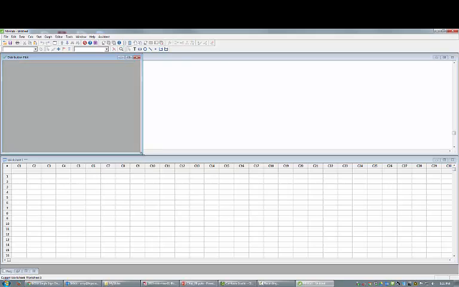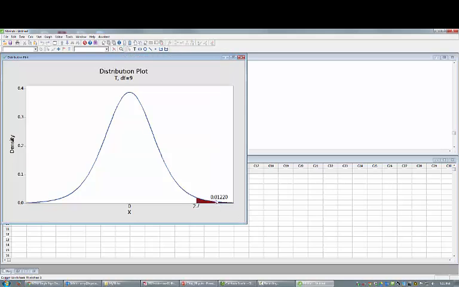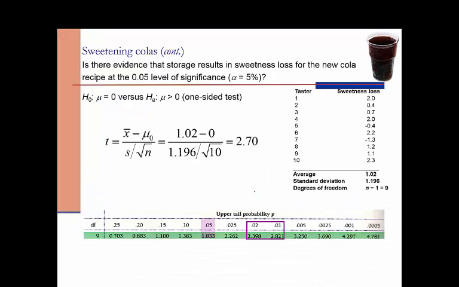Click OK, and Minitab will give you back the probability, the p-value on the right hand side, 0.01. Okay, so based on this, based on Minitab, we know the p-value is exactly equal to 0.01.